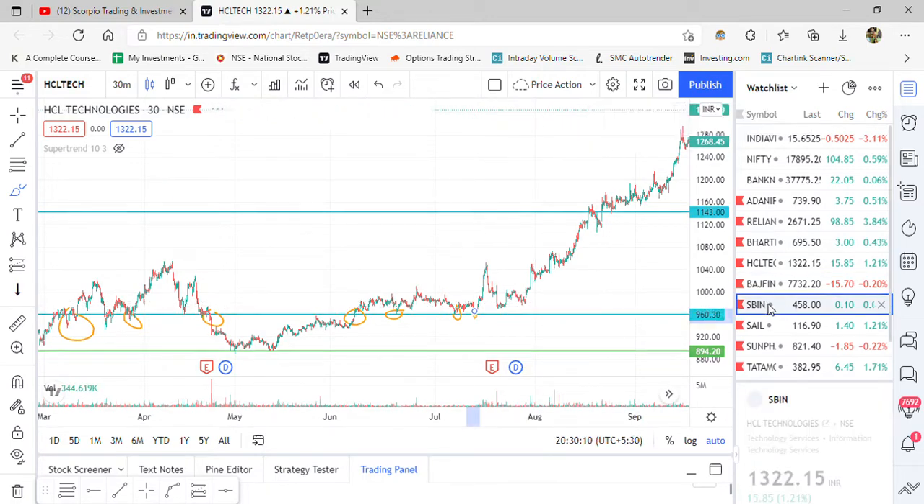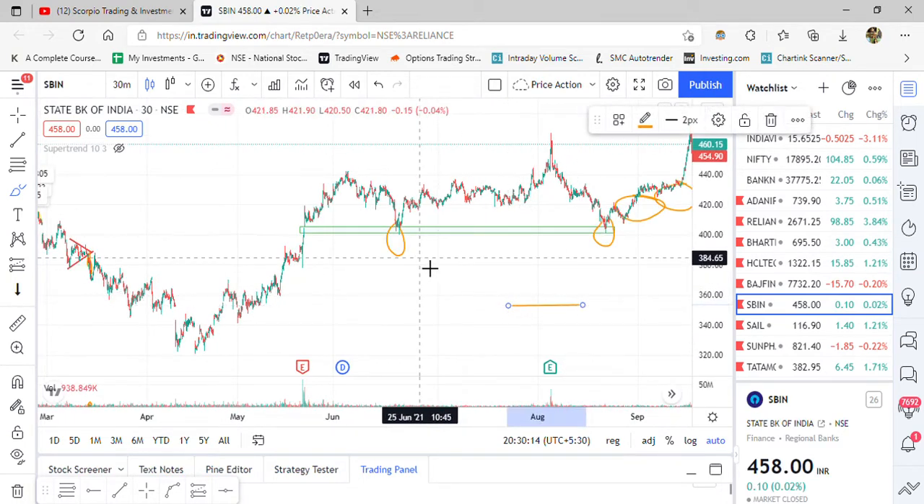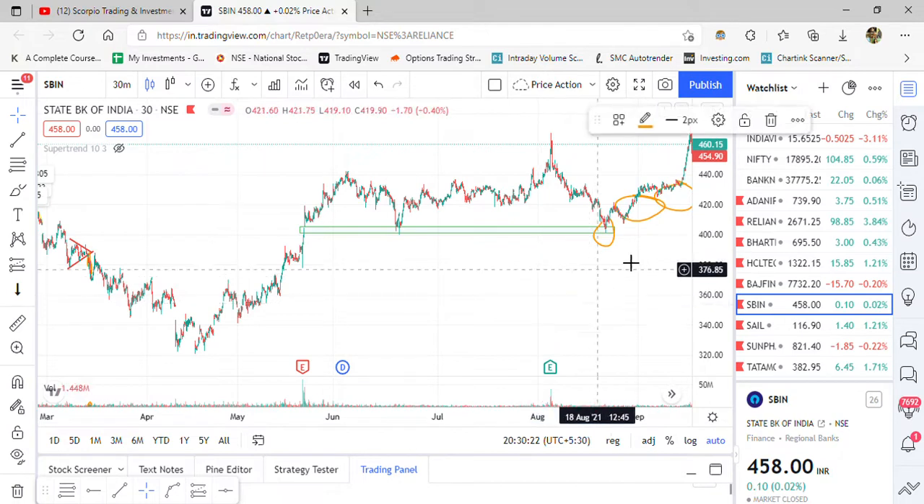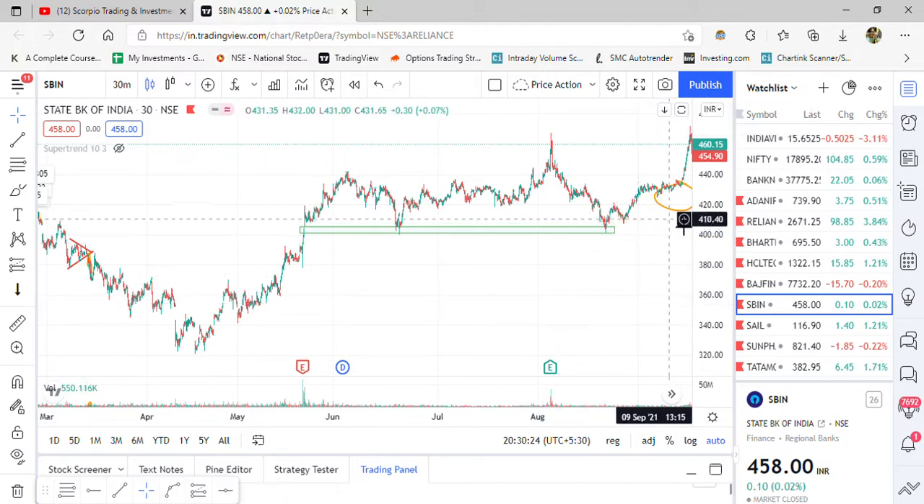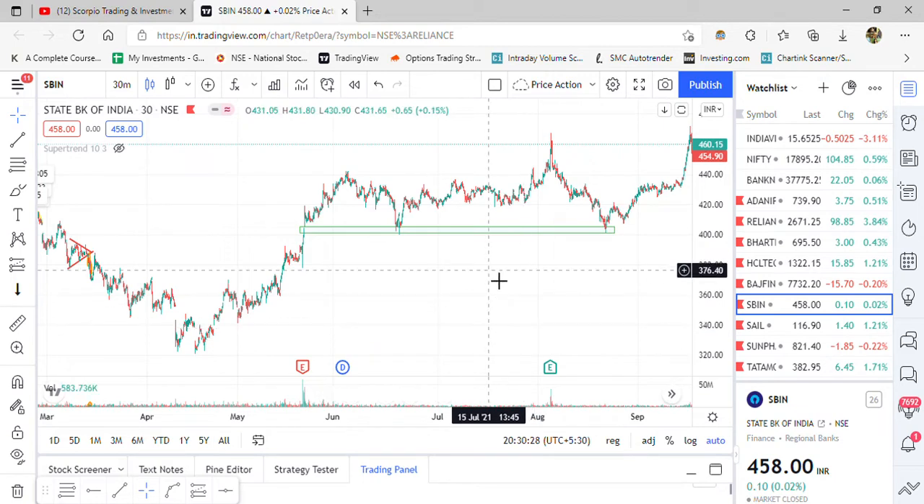Now let's see SBI. Now if you see, this green line which I have marked is a support line.